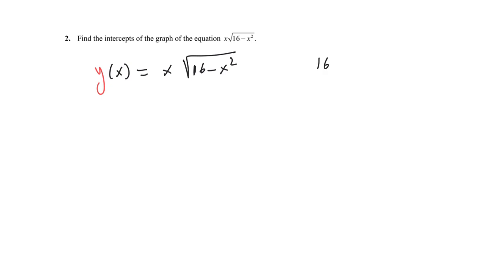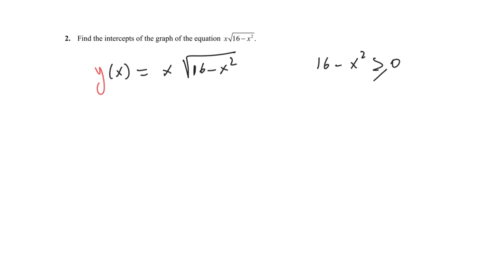Because it has no sense, you have to impose the fact that this has to be bigger than or equal to 0. So 16 minus x squared should be bigger than or equal to 0. If you plug in, for example, x equal 5, 16 minus 5 squared, 16 minus 25, is not bigger than 0, it's negative. This cannot be because a square root of a negative number doesn't exist. So we need to find the intercepts of this graph. So let's do it.